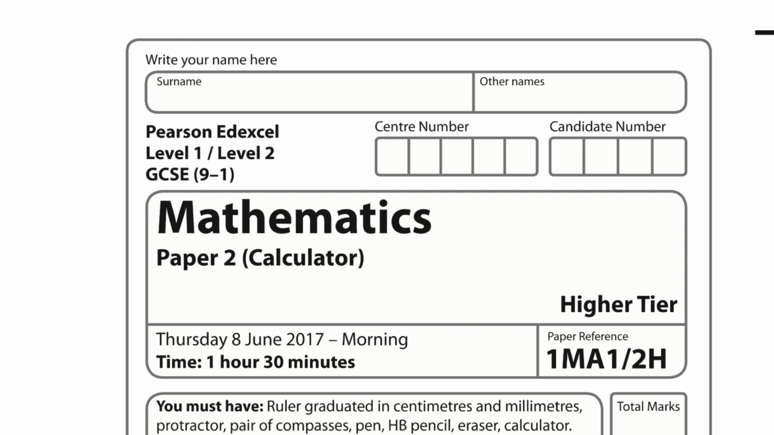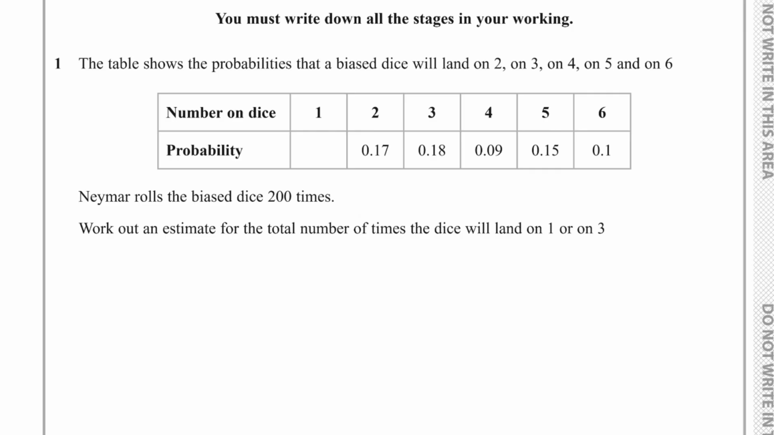This is the Edexcel GCSE 9-1 Maths Paper 2 from the higher tier, and it's from the June 2017 series. Question number 1. The table shows the probabilities that a biased dice will land on 2, on 3, on 4, on 5, and on 6. And we see the associated probabilities for landing on a 2, 3, 4, 5, and on a 6.